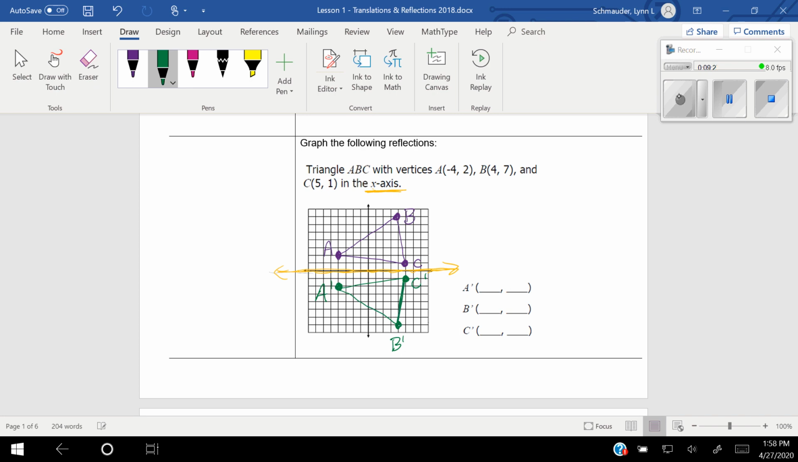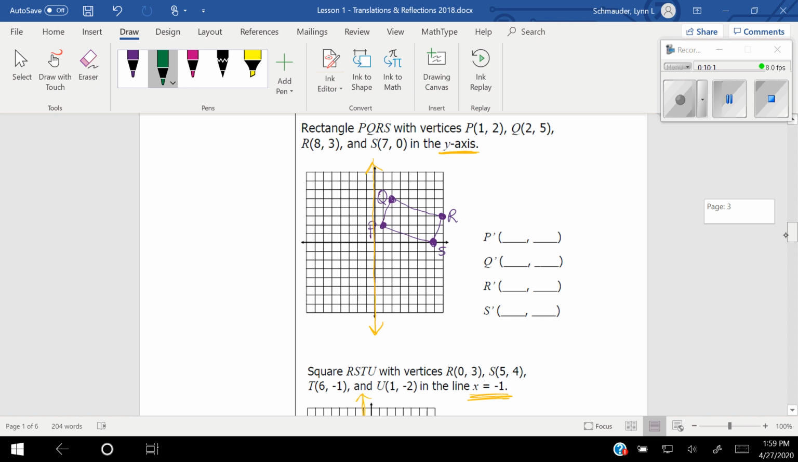And then I just connect all my vertices, and I've got that triangle ABC reflected in the line y equals 0, which is the x-axis. And then you want to write your vertices in here, and we'll do that quickly. It's (-4, -2), (4, -7), and (5, -1). Hey, what do you notice when you got something reflected in the x-axis? None of the x-coordinates changed, did they? None of the x-coordinates changed. It just became (x, -y). Good thing to remember there.